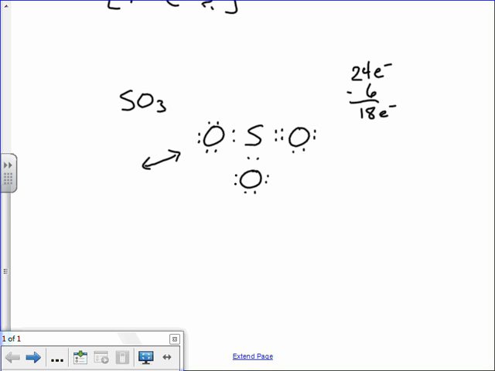And then the other exception that's in 8.7 is when you have more than an octet. Okay, now, do you remember which ones can have more than an octet? It's the ones that can't have more than an octet. Everything in the first 2 rows, right? They're too small. They can't have those expanded octets. But 3rd row and below, they can have an expanded octet.